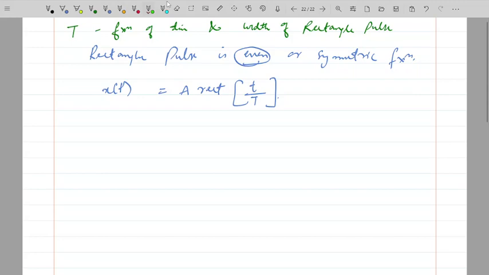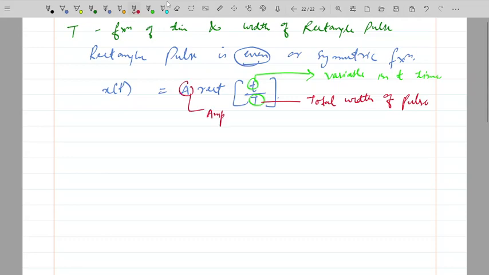So here we can consider this small t as the variable in time, or time duration t, and capital T is the total width of this pulse, the rectangular pulse. A is the amplitude of the rectangular pulse, and RECT represents the rectangular signal.